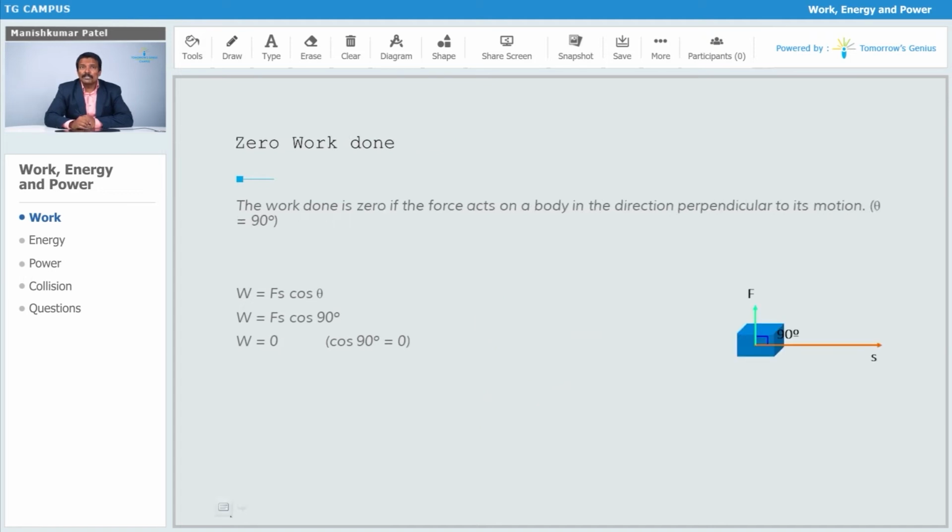Now let's look at zero work done. In the case of zero work done, the force is applied in the upward direction and we are moving perpendicular to it. So in this case the work done is 0. You are just picking up the books and moving in a straight direction. The force is acting in the upward direction and the displacement is on the right side. So in that case the work done is 0.